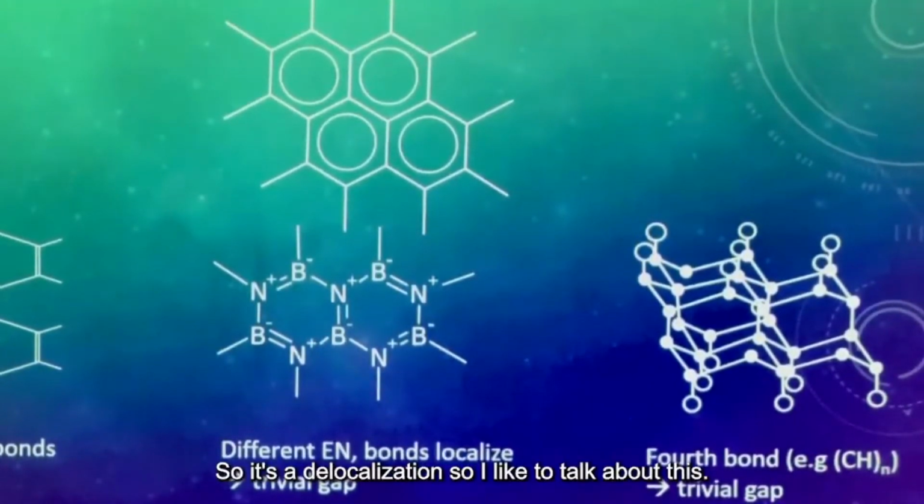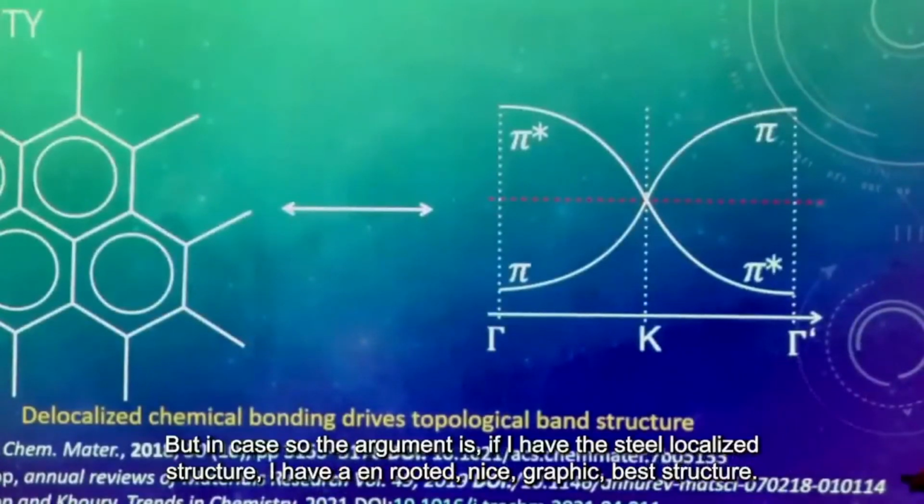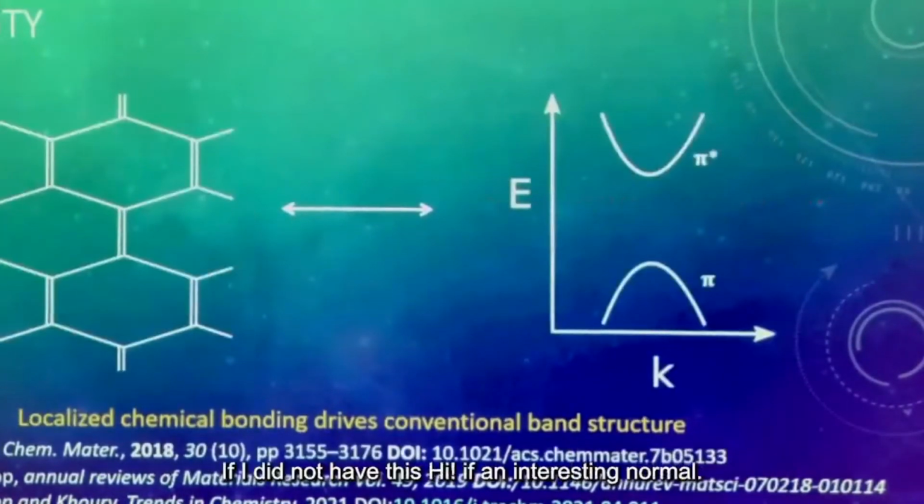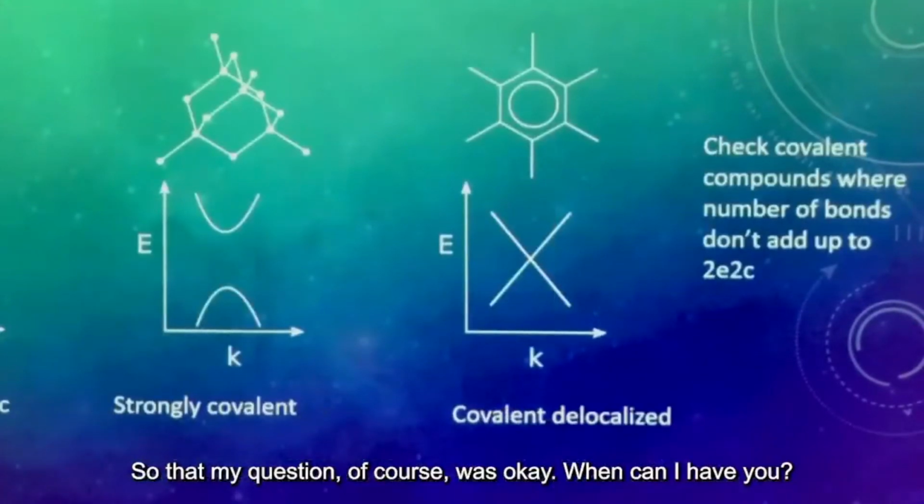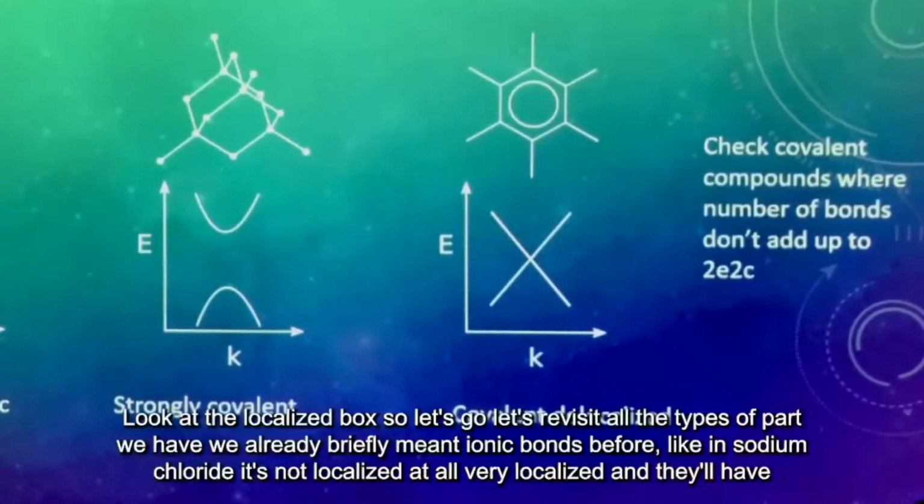So I like to talk about this in terms of delocalization. The argument is, if I have this delocalized structure, I have an inverted, nice graphene band structure. If I do not have this, I will have an uninteresting normal gap band structure. So then my question, of course, was, okay, when can I have delocalized bonds? So let's revisit all the types of bonds we had.